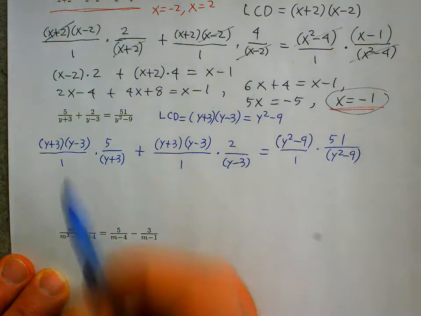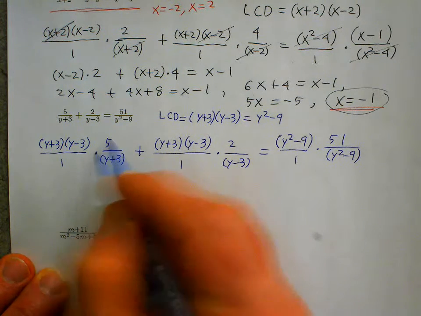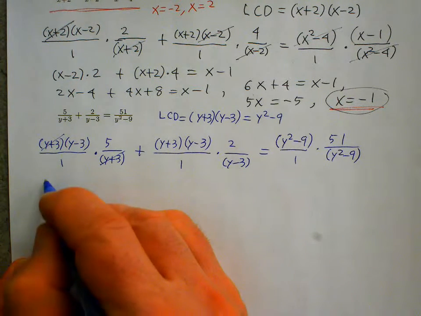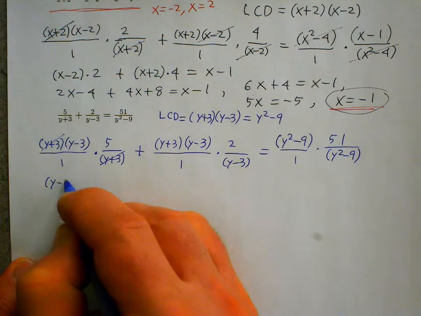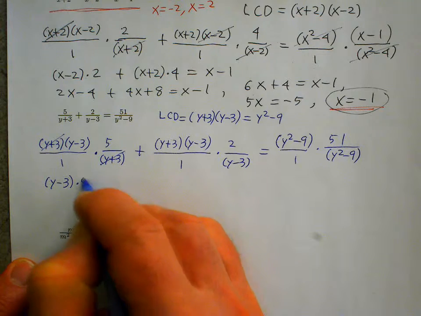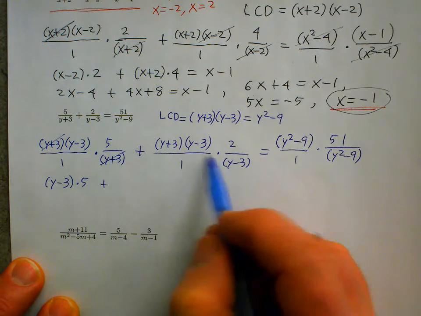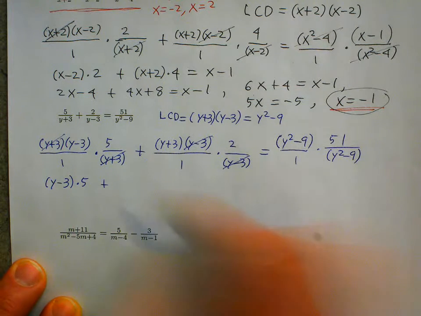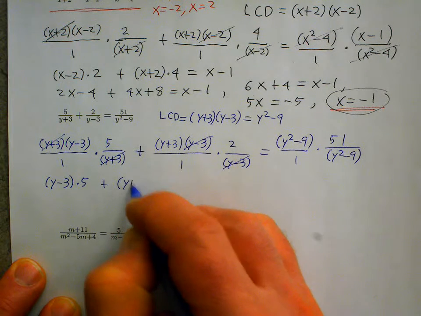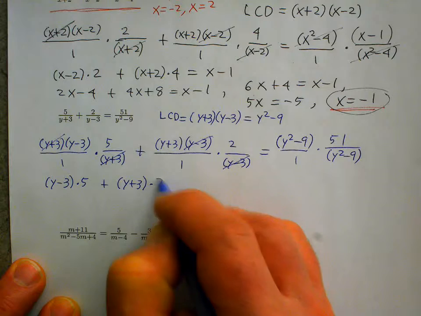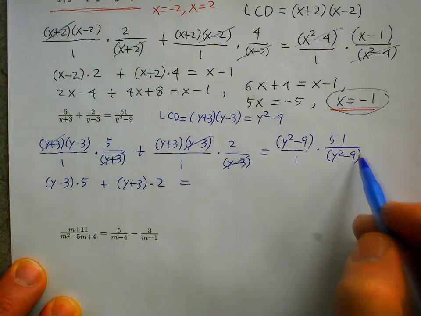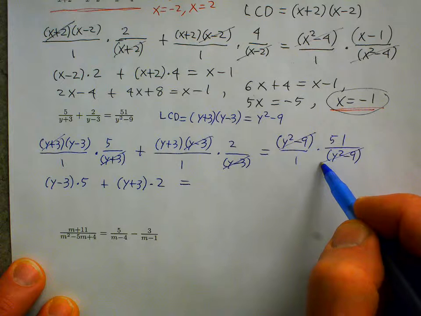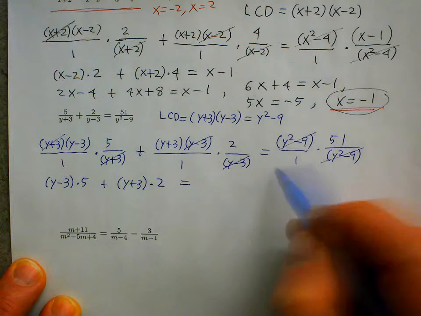Okay, we get cancellations in this first product. Y plus 3 divided by y plus 3 is 1, and we're left with the binomial y minus 3 times 5. In the next product, y minus 3 divided by y minus 3 cancels, and we're left with y plus 3 times 2. And on the right-hand side, y squared minus 9 divided by y squared minus 9 equals 1, and we're left with 51.